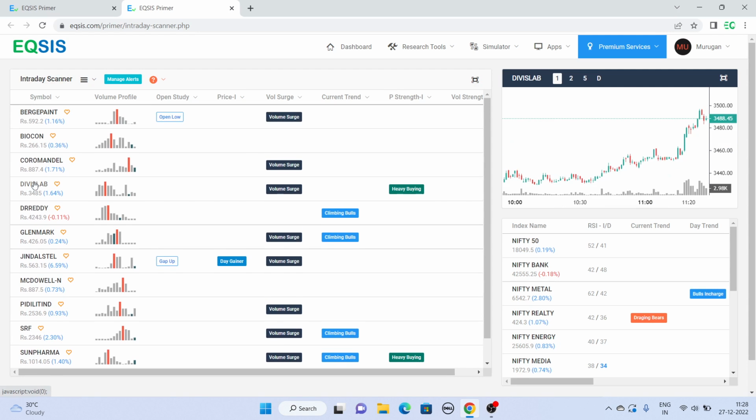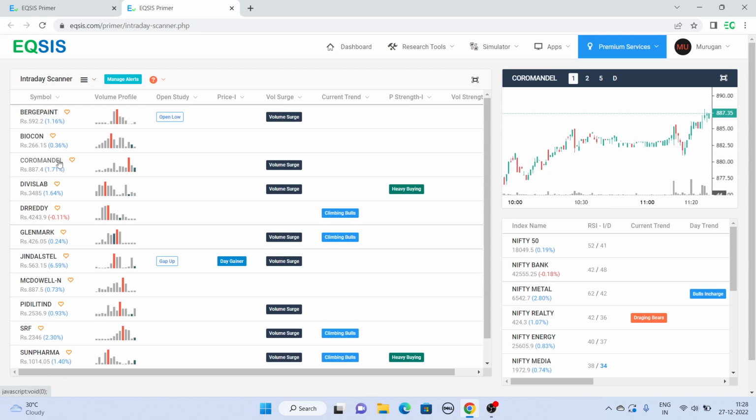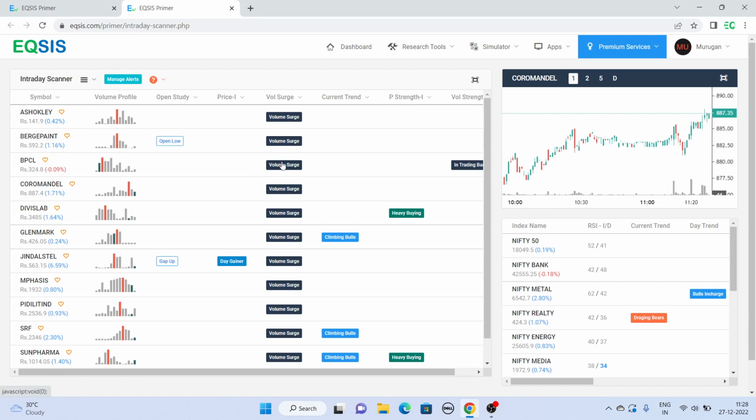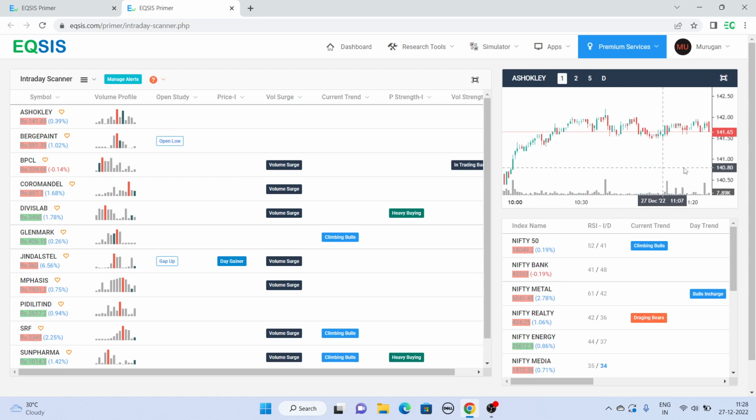And I'm not getting into the whole aspect of the filters because it takes more time. Let's limit to stock selection now. Okay, Coromandel. Now I'm focusing on volume surge alone, am I right? I'm just clicking on volume surge to see if there is anyone coming up here.